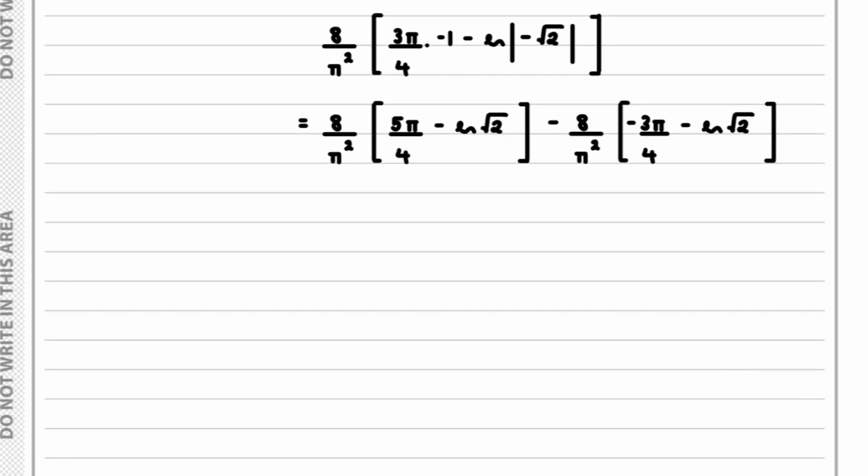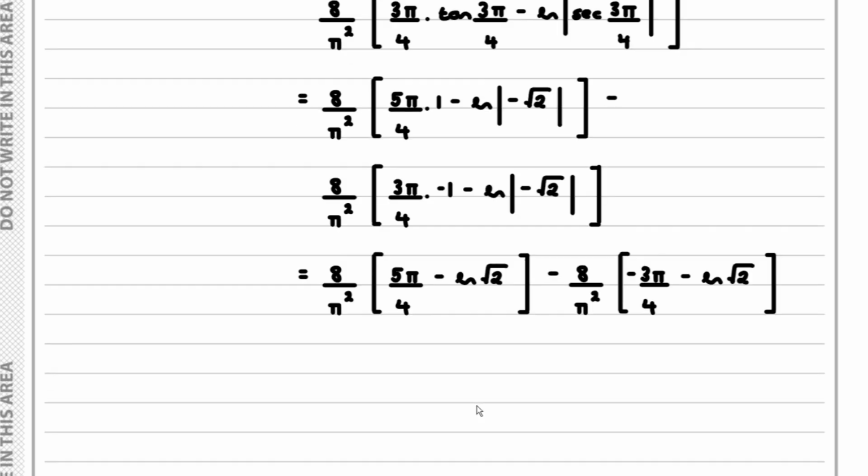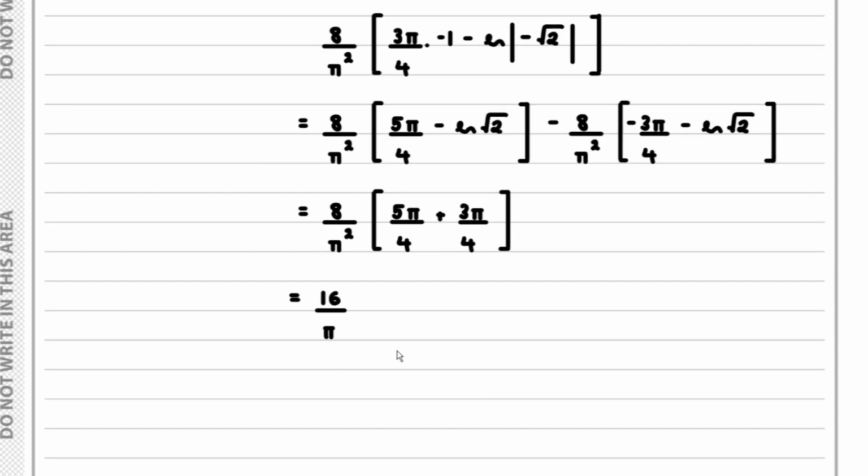And what you will also recognize is that the a over pi squared times the negative natural log of √2 and the negative a over pi squared times by negative the natural log of √2 simplified to 0. Then here we've got a negative and a negative which make a plus. So we have a over pi squared multiplied by 5 pi over 4 plus 3 pi over 4. And that simplifies to 16 over pi.